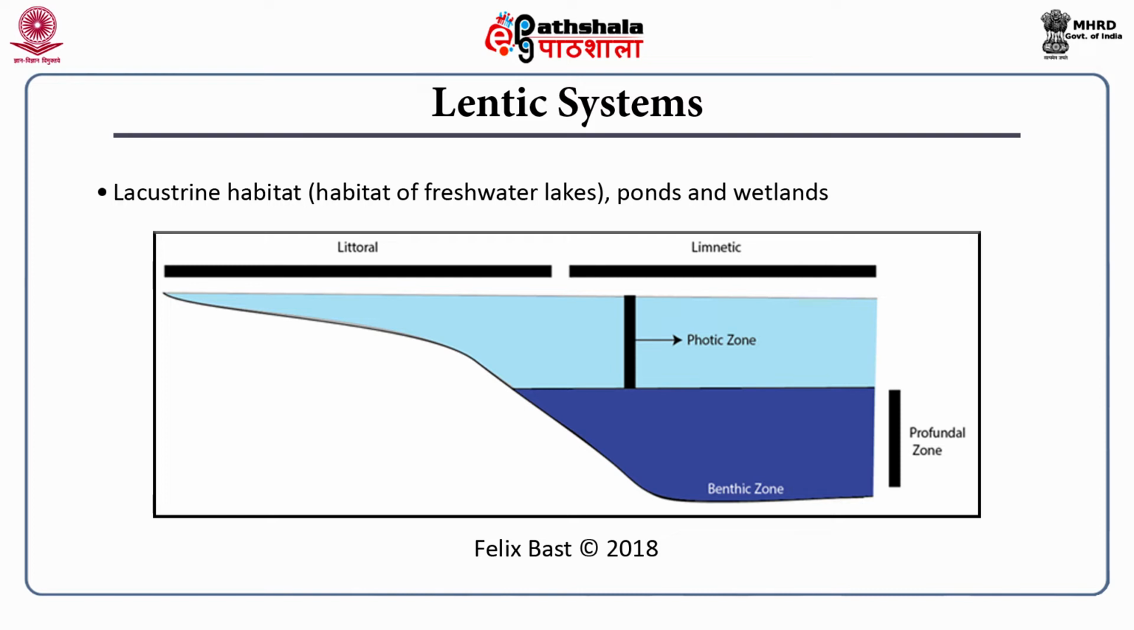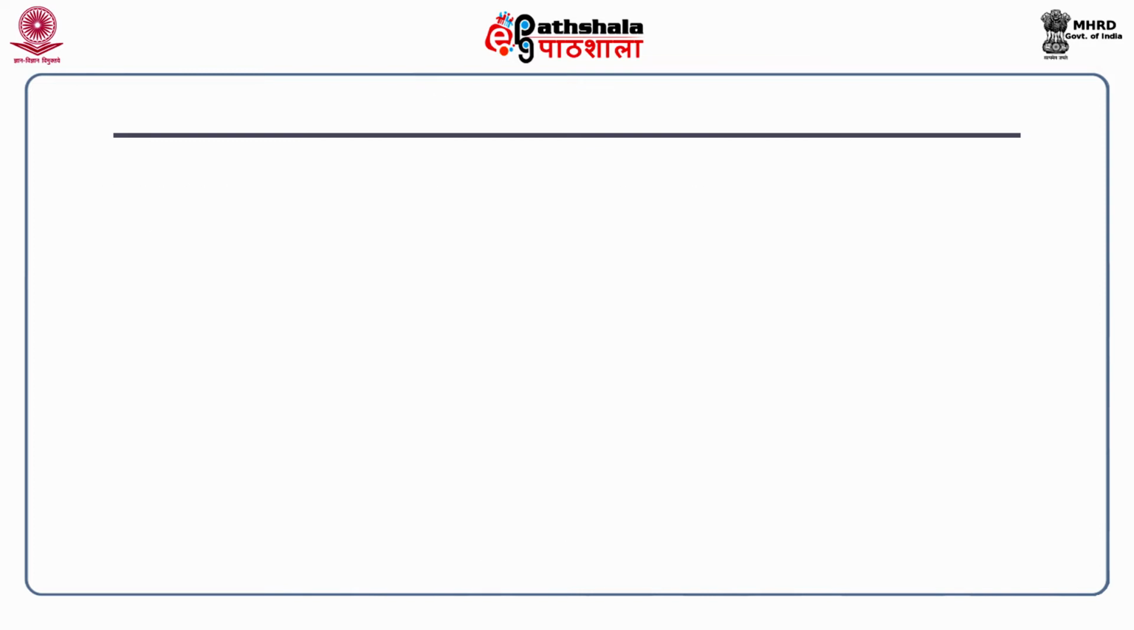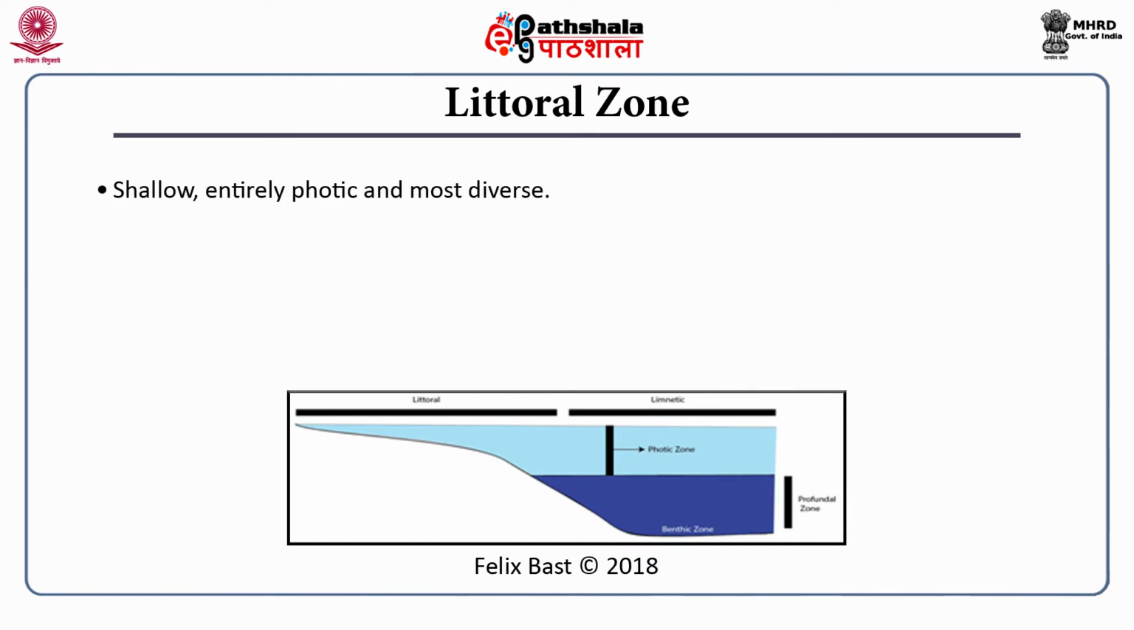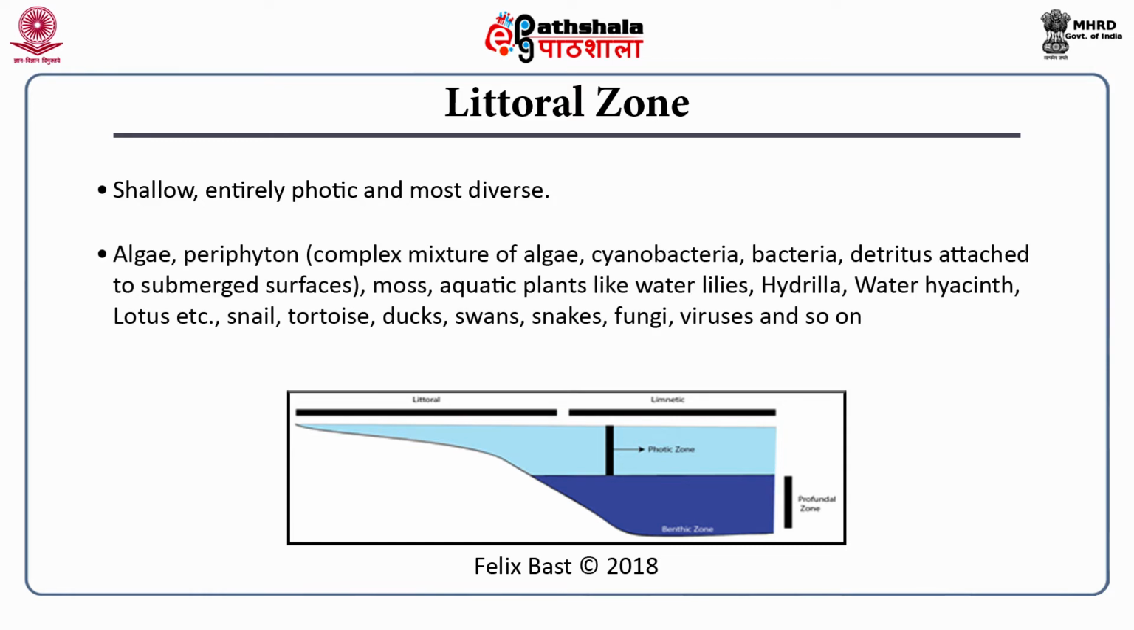Finally, towards the bottom of the lake is a zone called Profundal Zone, and the lake bottom is known as Benthic Zone, similar to the marine zonations. First is Littoral Zone, shallow, entirely photic and most diverse. Some of the freshwater diversity of the Littoral Zone includes algae, periphyton, which is a complex mixture of algae, cyanobacteria, bacteria, detritus attached to the submerged surfaces, moss, aquatic plants like water lilies, hydrilla, water hyacinth, lotus, etc., snails, tortoise, ducks, swans, snakes, fungi, viruses and so on.